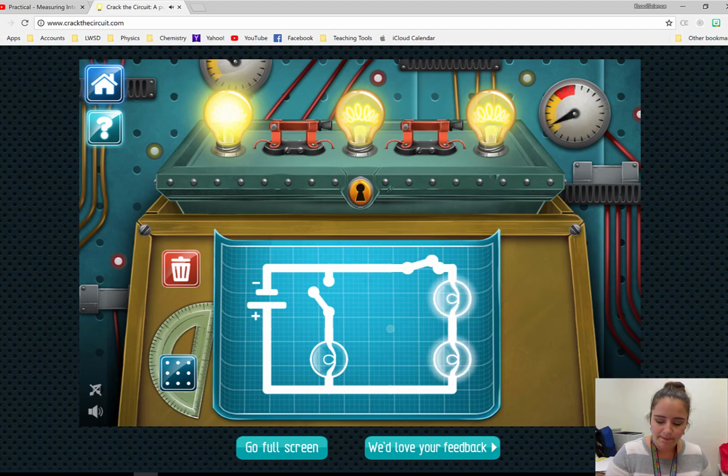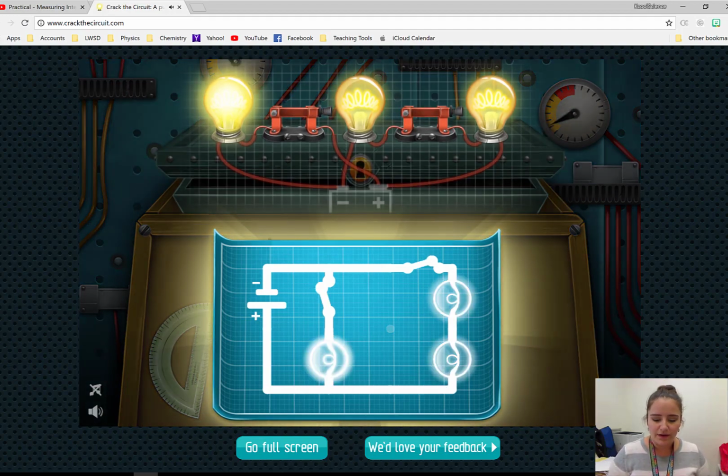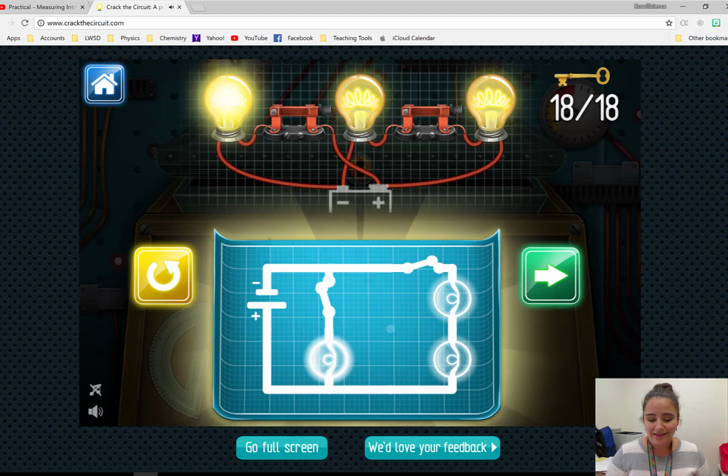And there we go. The reason that the one on the left is brighter is because there's only one there. So it's going to get all of the voltage, all of that energy from a circuit, where the two on the right have to share that voltage. They have to share the energy. So they're going to be a little bit less bright.